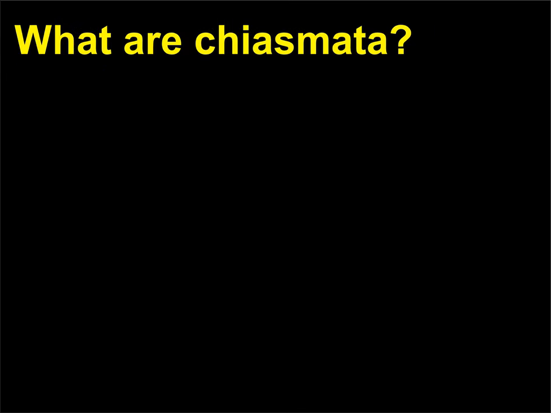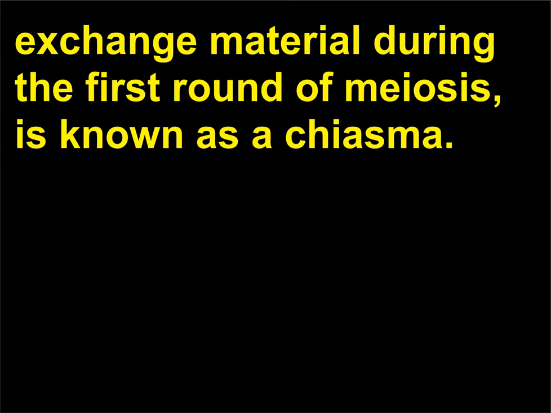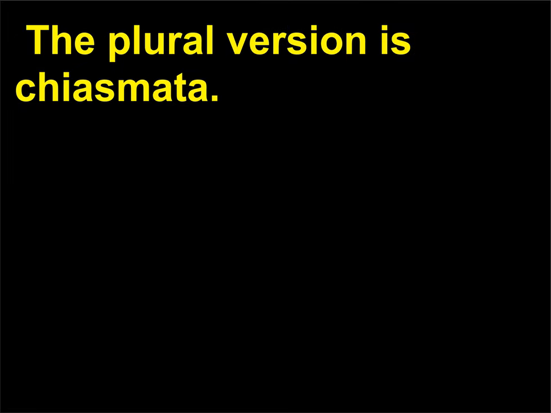What are chiasmata? The site of crossing over, where homologous chromosomes actually exchange material during the first round of meiosis, is known as a chiasma. The plural version is chiasmata.